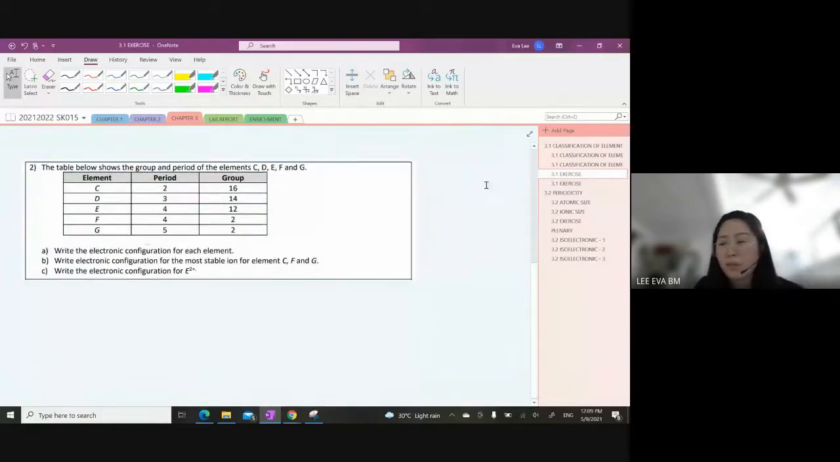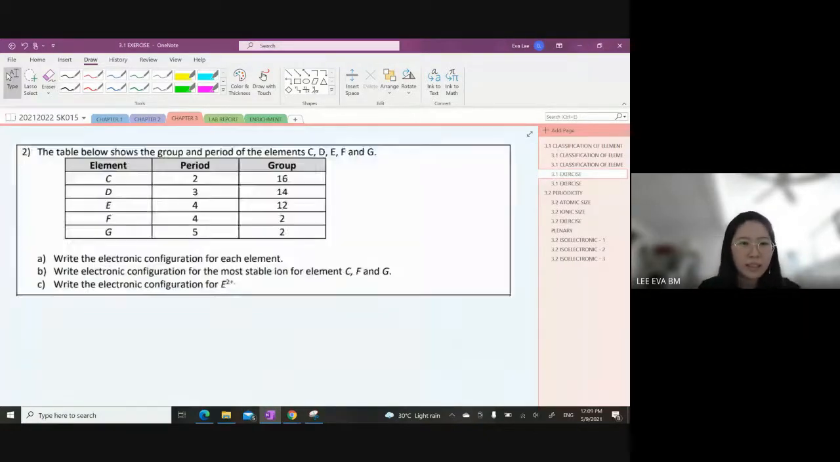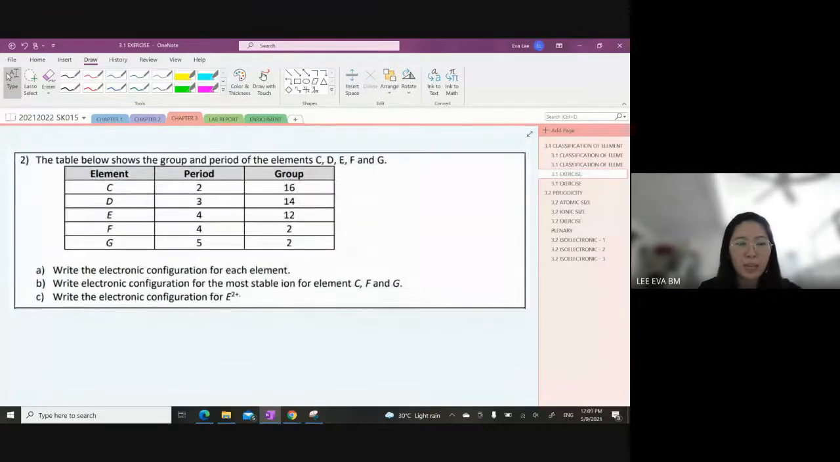Okay, we try one question together over here. So this is a different pattern of answering of the questions. Okay, different pattern. So let's see over these questions. We have a table. So in this table shows you the group and the period of elements C, D, E, F, G. Okay, write the electronic configurations for each of the elements. So how are we going to write it?